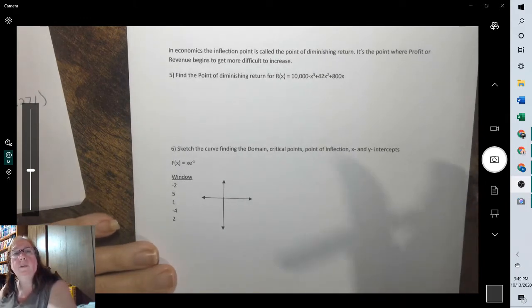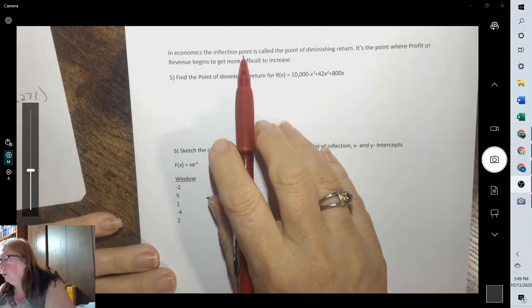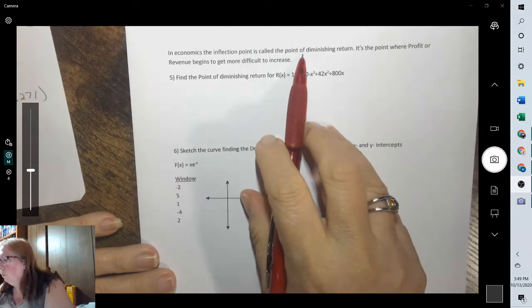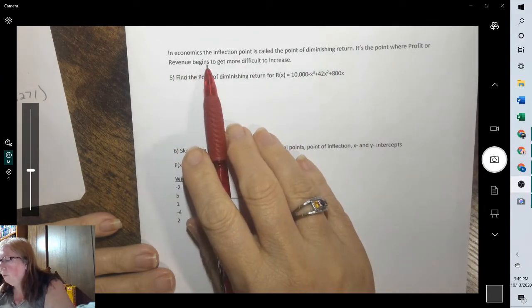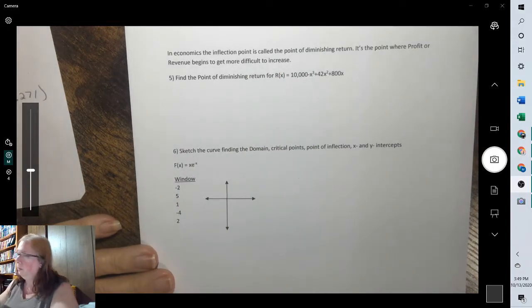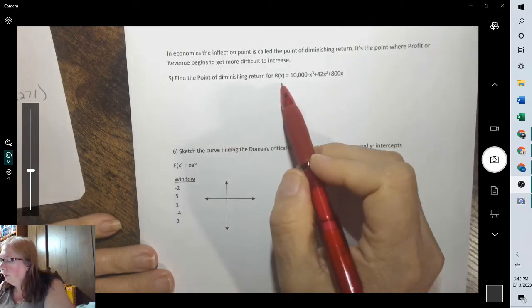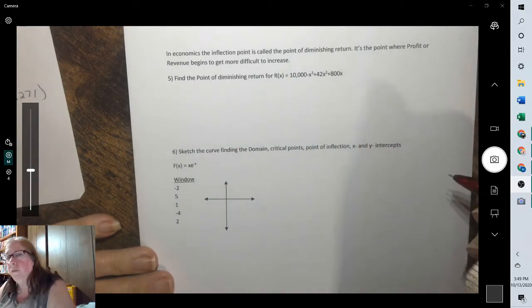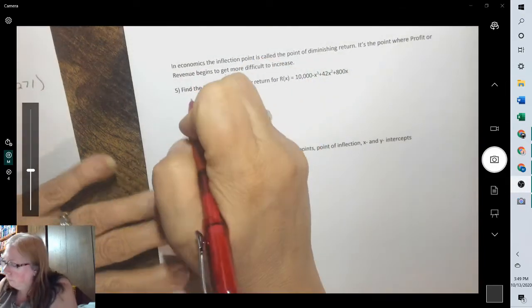Today we're going to finish the second half of 13.3 and 4, which was working with the second derivative. In economics, the second derivative, the inflection point, is called the point of diminishing return. It's the point where a profit or revenue begins to get more difficult to increase. It's the point where you probably can't come back from. So finding the point of diminishing return, we take the derivative twice to find the point of inflection.